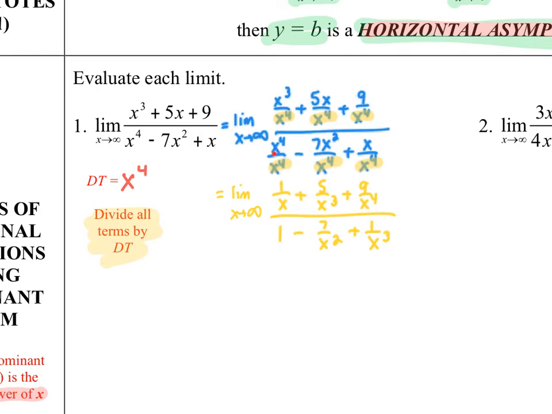Hey, here's a nice one. x to the fourth over x to the fourth is 1, and so on. You can see the remaining terms. Now I'm going to consider where x is approaching infinity. So the x in each one of these is getting infinitely large.